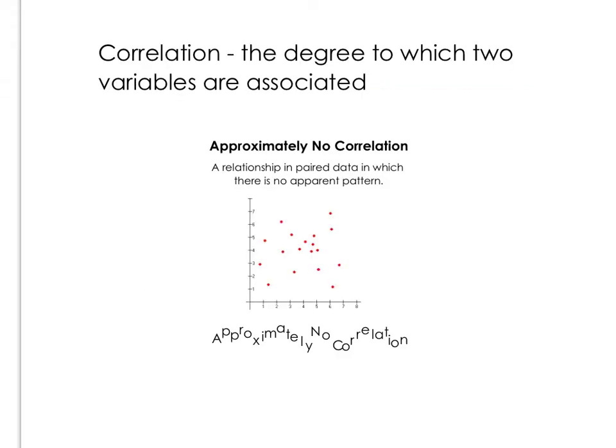When we talk about scatter plots, we have to talk about something called correlation. Correlation is the degree to which two variables are associated. If you look at this scatter plot, this is what a scatter plot would look like if it has approximately no correlation. That means it's a relationship in paired data in which there's no pattern. We can't necessarily say that as these numbers increase, these ones increase. We can't necessarily say that as these increase, these ones decrease, because the points are just kind of all over the place. So there's really no correlation there. Now on the next slide we're going to look at when there is correlation. So let's go ahead and do that.